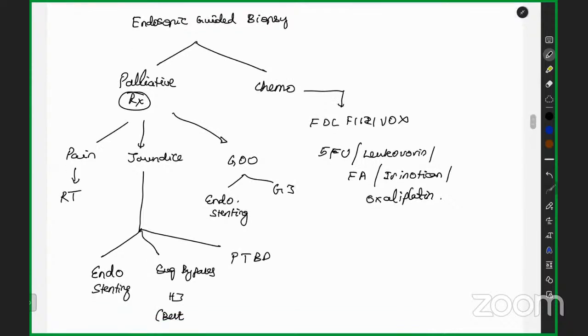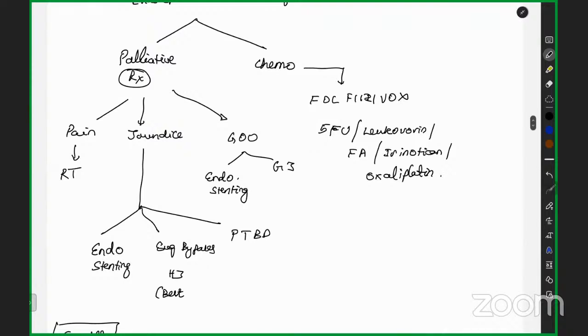For jaundice, you're going to go for endoscopic stenting, which is going to be one method. Then I can go for a surgical bypass, hepatico-jejunostomy. I'm going to just avoid this duodenum itself, the part of the duodenum from which you're going to have this, that I'm going to completely ignore. I'm going to go for hepatico-jejunostomy, and or I can go for PTBD.